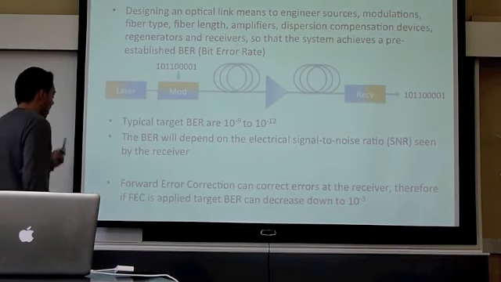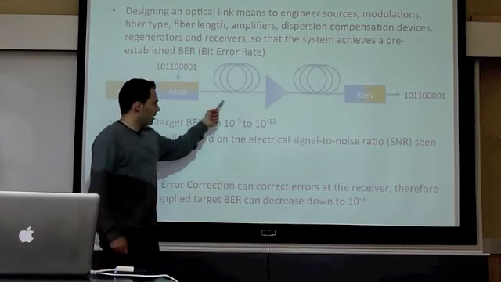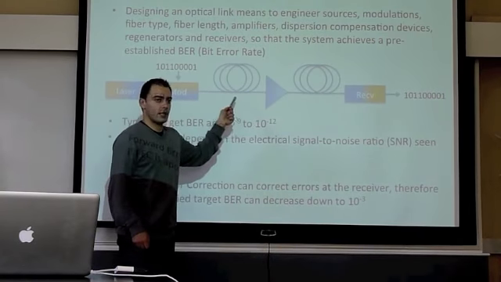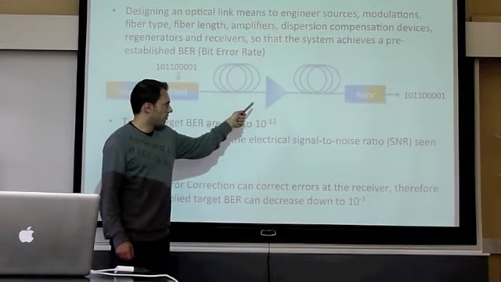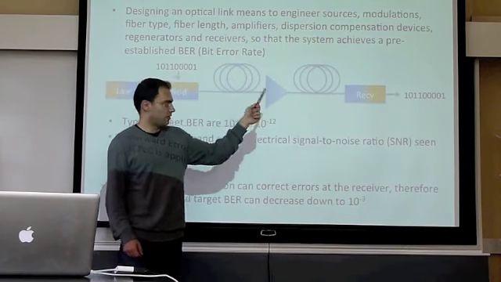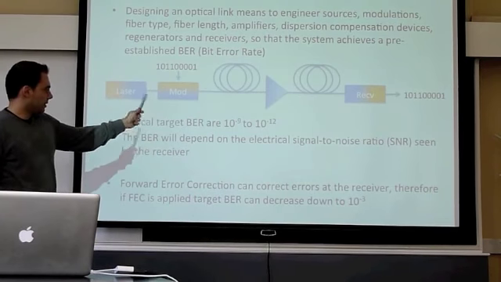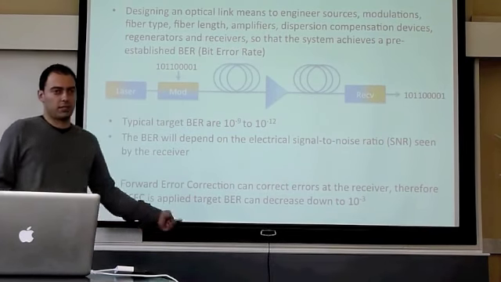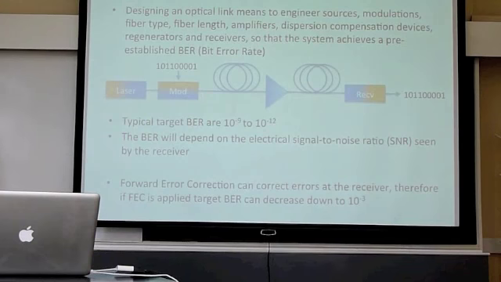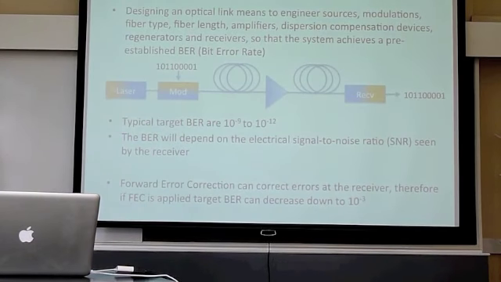That's my target. So I have lasers, I modulate, it goes through some fiber, and the signal attenuates as it goes through the fiber. I have to amplify it, some more fiber, I receive it, and then I want the original again. So typical target bit error rates are 10 to the minus 9, 10 to the minus 12 maybe. That's at the end of the whole thing, okay?